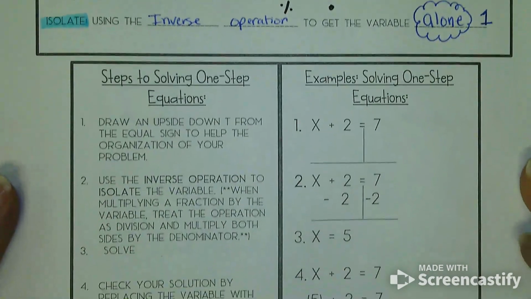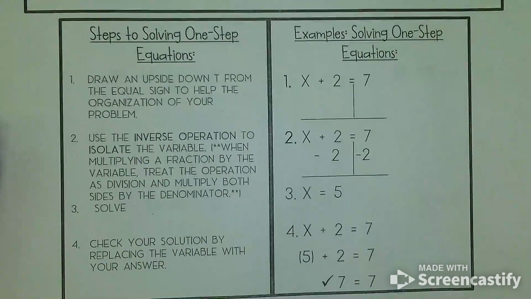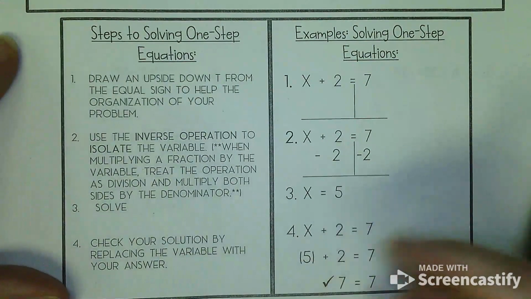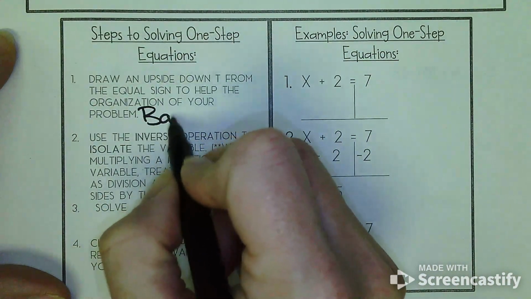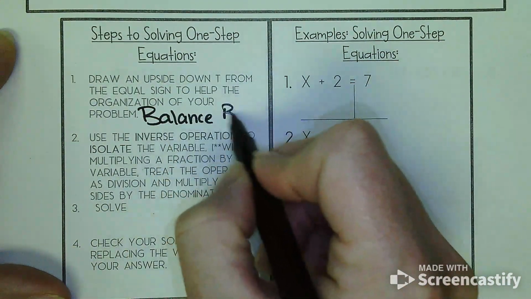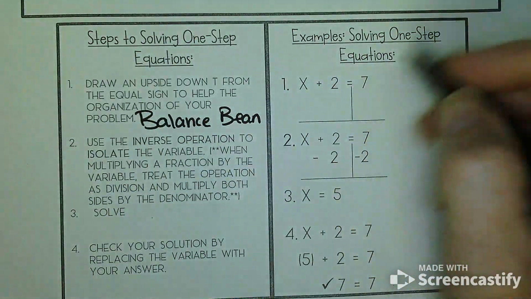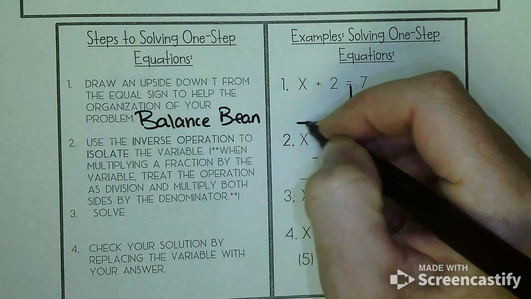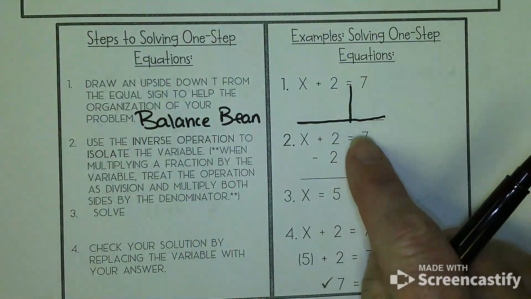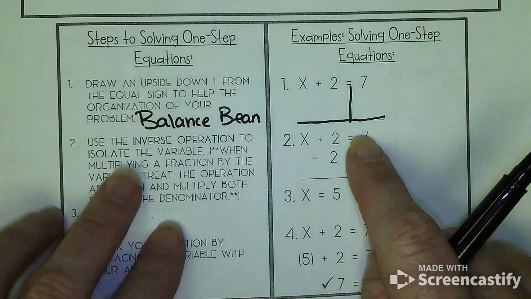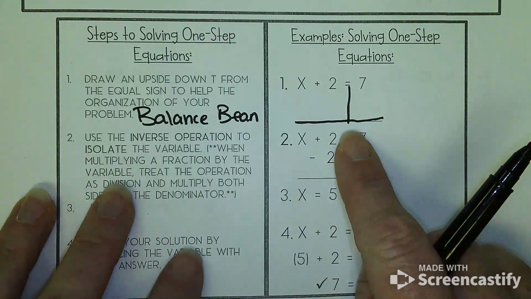So what you're going to do today is look at an example like this. We are going to draw, like this says, an upside down T. This is your balance beam. So when I get a problem that is x plus 2 equals 7, the first thing is through the equal sign, you're going to draw on your balance beam. So you're keeping it just like you did with hands-on algebra.